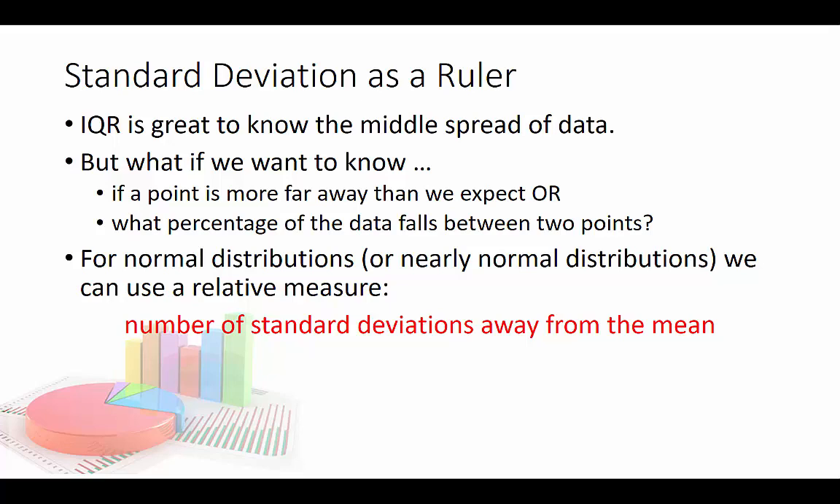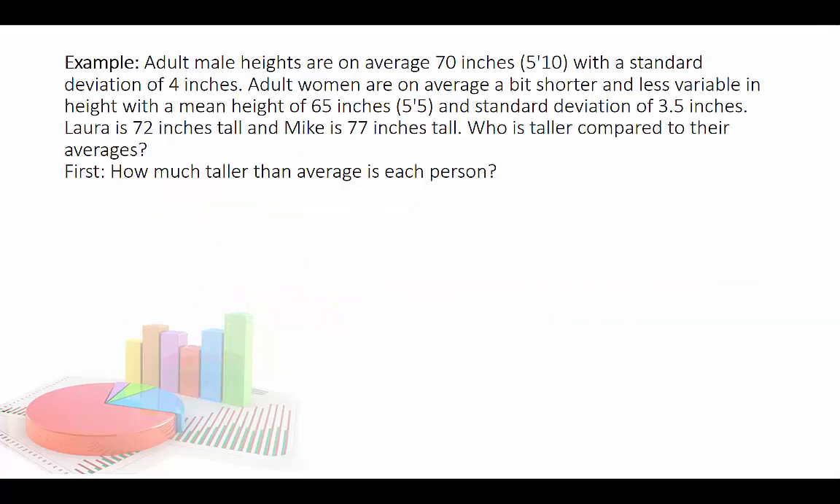So let's start by looking at this example. Adult male heights are on average 70 inches with a standard deviation of 4 inches. Adult women on average are a bit shorter and less variable in height, with a mean height of 65 inches and a standard deviation of 3.5 inches. Laura is 72 inches tall and Mike is 77 inches tall. Who is taller compared to their groups?